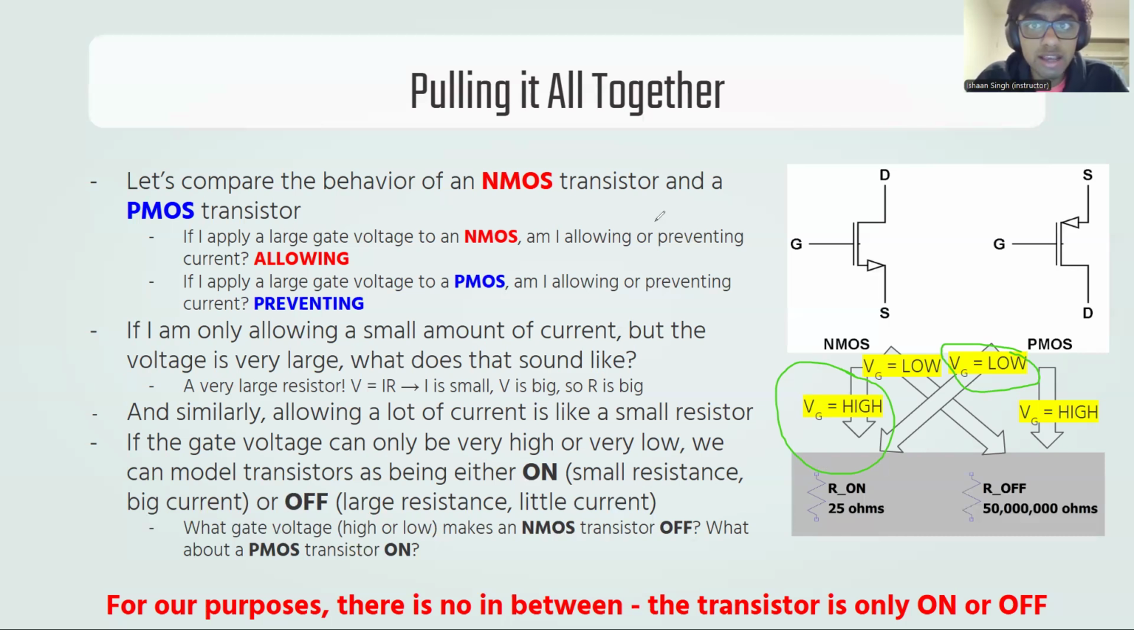Again, if the gate voltage is low for an NMOS, that means we're not allowing much current because the gate is closed, which means we're like a very big resistor. And if the gate voltage is high for a PMOS, the gate is closed and we're not allowing much current, like a big resistor, okay?